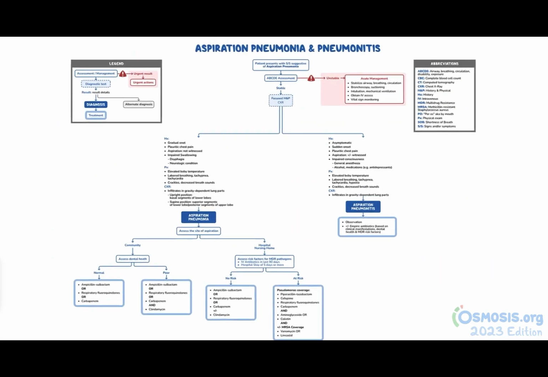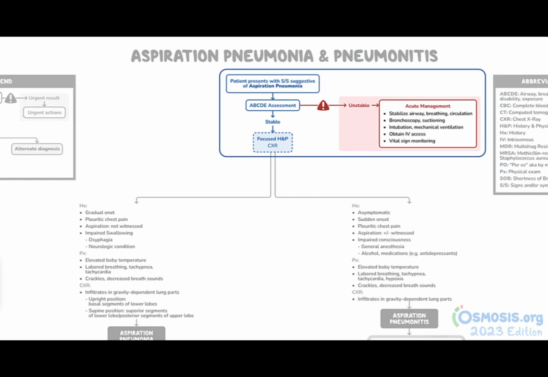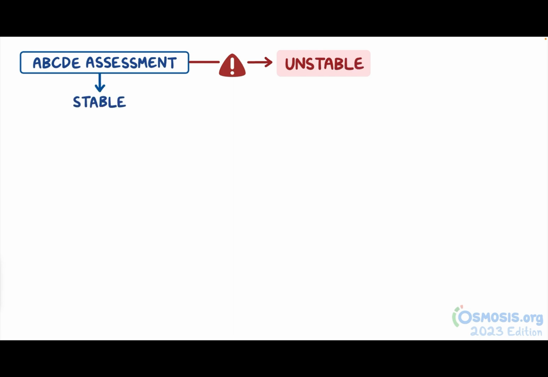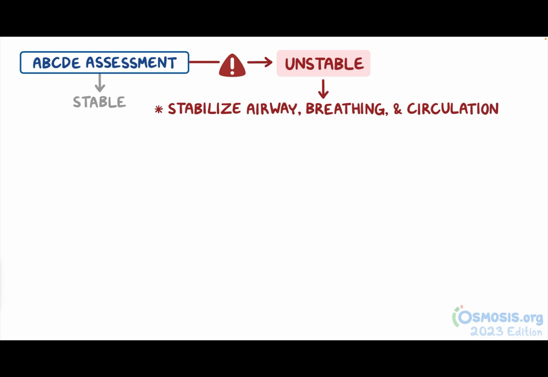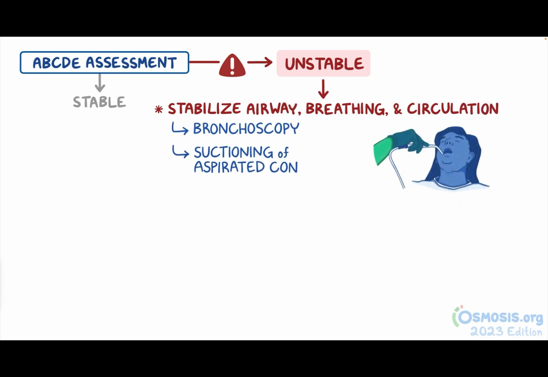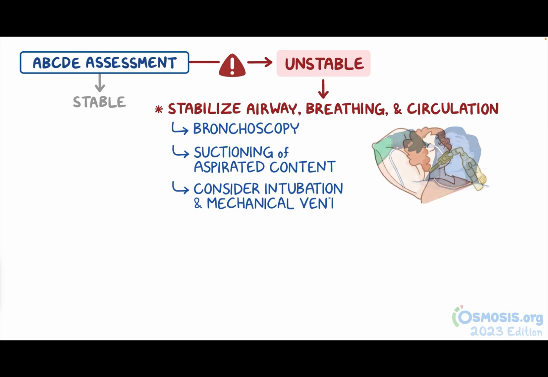Now, if you suspect aspiration pneumonia or pneumonitis, you should first perform an ABCDE assessment to determine whether your patient is unstable or stable. If the patient is unstable, stabilize the airway, breathing, and circulation. This often requires bronchoscopy and suctioning of the aspirated content to prevent asphyxia. In some cases, you might need to consider intubation and mechanical ventilation.